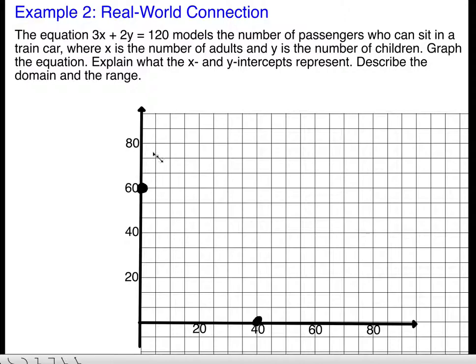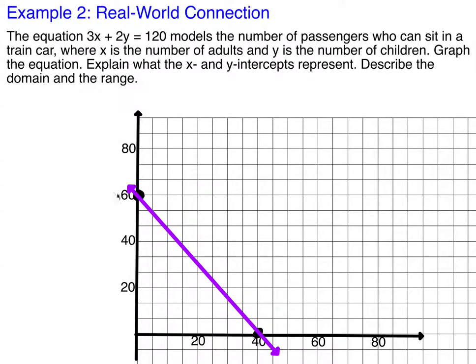So I'm going to use my line tool, and I'm going to come through these 2 points. Okay, so there's my line. So we've done the first part, graph the equation. Second, we need to explain what the x and y intercepts represent. And then we're going to describe the domain and range. Well, what does this value represent? (0, 60). What is it? And this one is (40, 0).